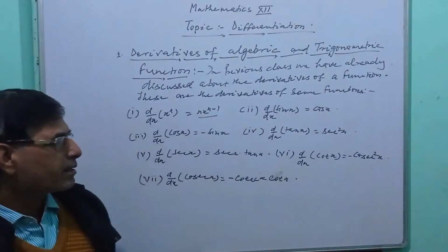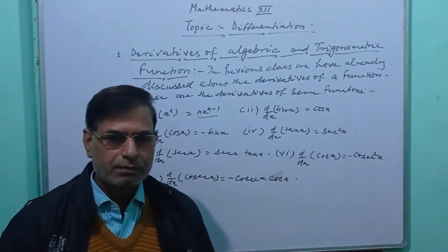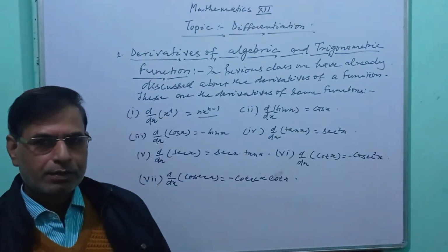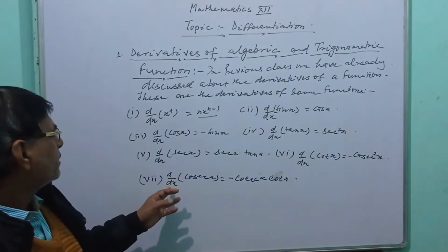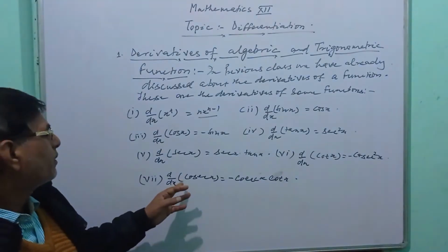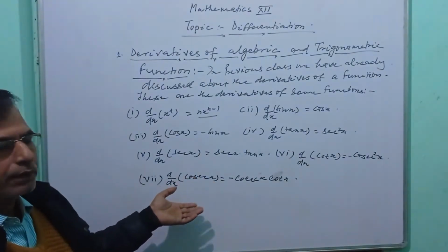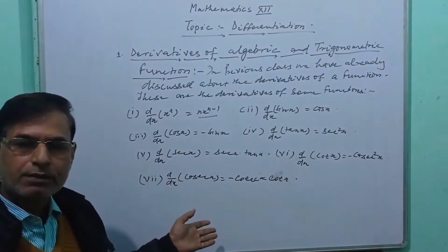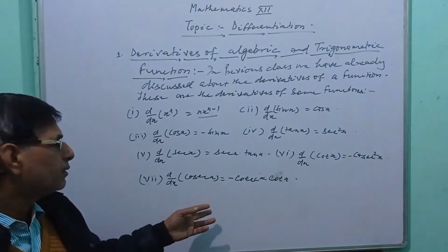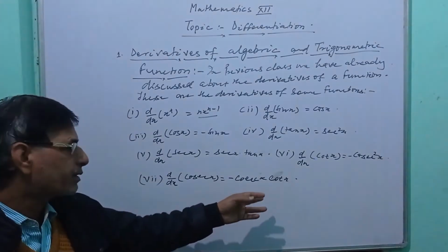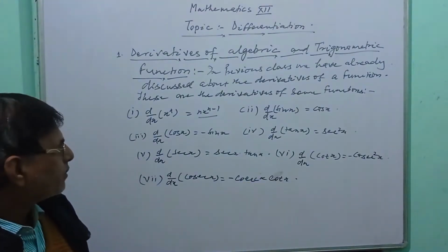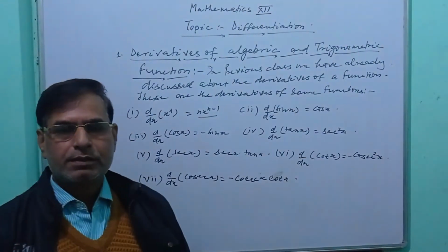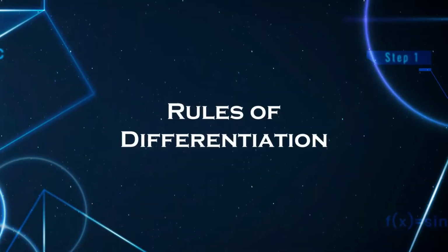The sixth is d by dx cot x is equal to minus cosec square x. And the seventh and last derivative of trigonometric function is d by dx cosec x is equal to minus cosec x into cot x. Then further we discuss the rules of differentiation.